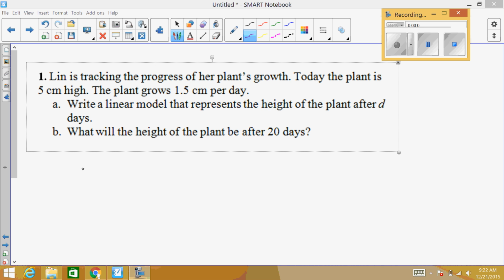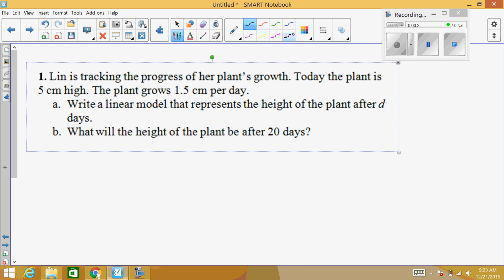Alright, today we want to do a little bit with the application process of linear equations. So right here I've got an example of a linear equation, or a story problem that we're going to try to model with a linear equation. So I read through this. Lynn is tracking the progress of her plant's growth. Today the plant is 5 centimeters high. The plant grows at 1 5/10 centimeters per day.